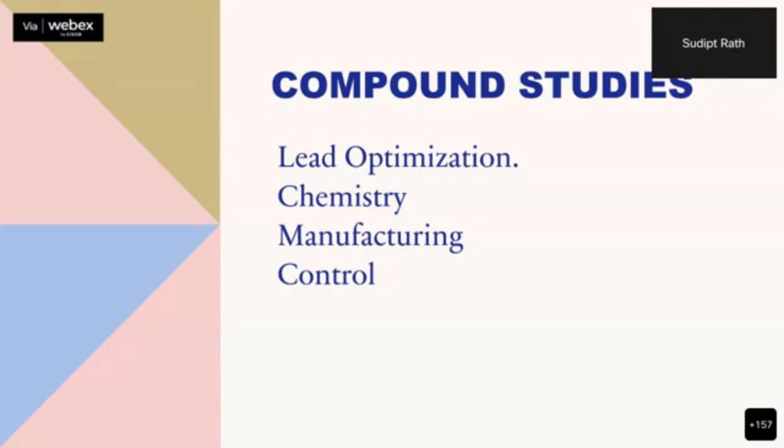Once that is elucidated, then they go for testing the manufacturing, whether it can actually be manufactured in a lab, and then after lab, whether it can be scaled up to the industrial manufacturing scale. These things are tested. Then they develop controls.